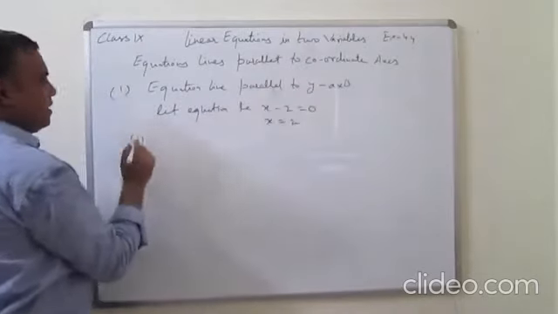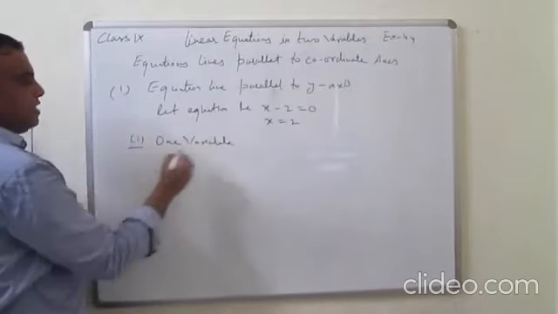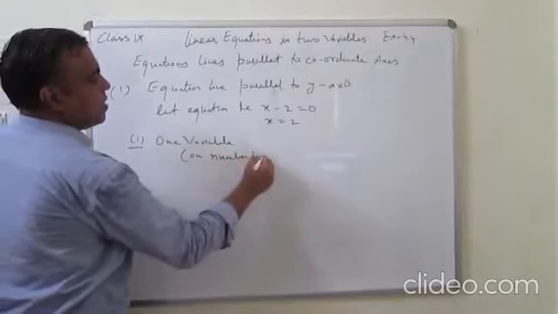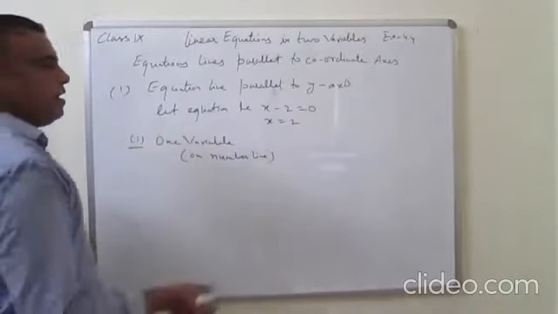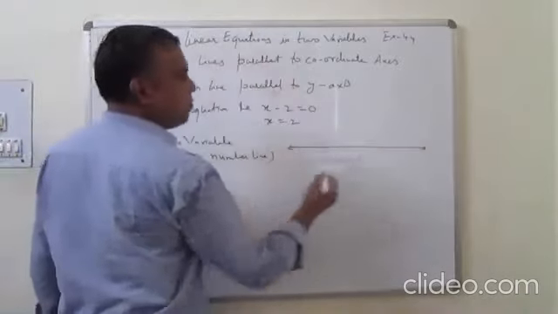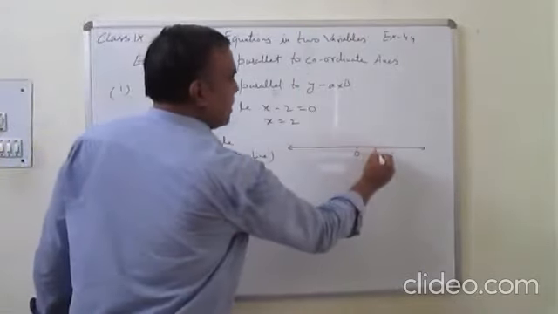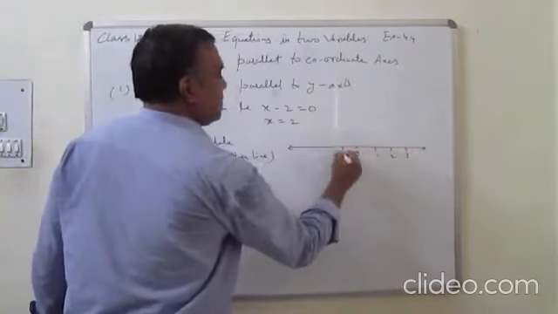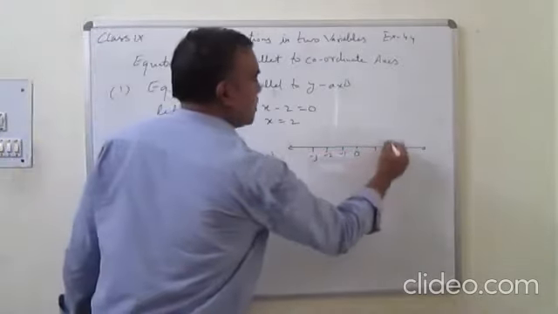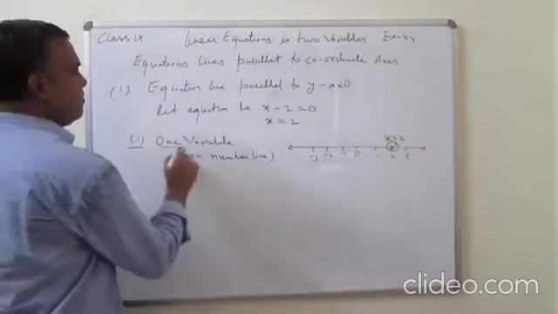First we draw in one variable, that is on the number line. How will you draw in one variable? Simple, we draw a number line. Draw a straight line extended in both directions, taking midpoint as origin. On the right hand side there are positive points and on the left hand side negative. So x is equal to 2 is this point. This is the one variable.